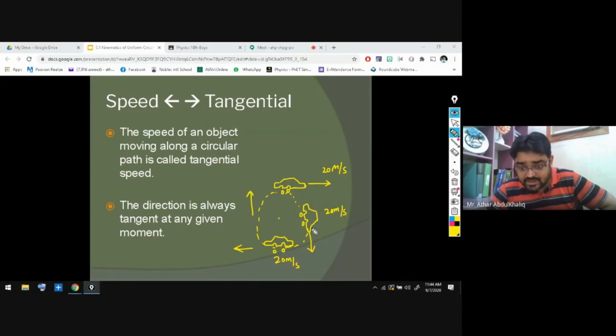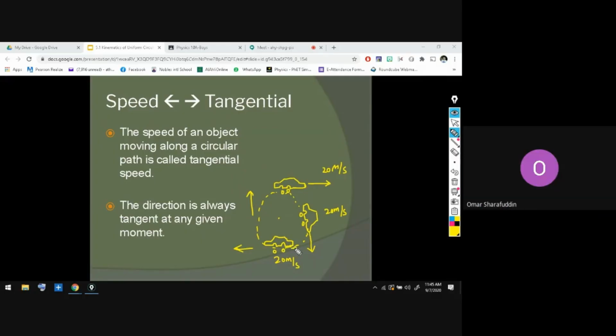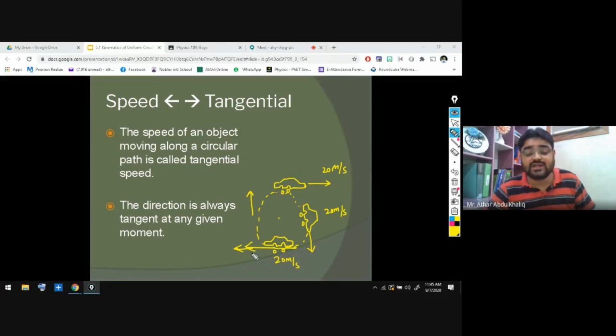So during the motion, on one side its direction is downward, on the other side to the right, on another side to the left. So where is the direction? If you want to know the direction, make a line tangent to that circle. That tangent gives you the direction of the speed. So this is called tangential velocity or tangential speed. That's why we say that speed is always tangential for an object moving in a circular path. If an object is moving in a straight line, it's not tangent, it's a straight path. But for the circular path, it is changing its direction at every point. Even though the speed is the same, we call it tangential.